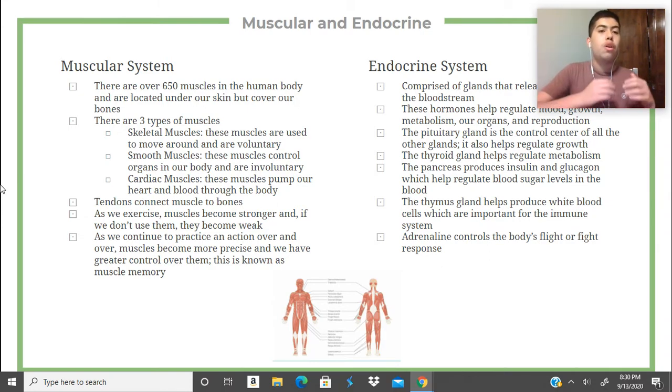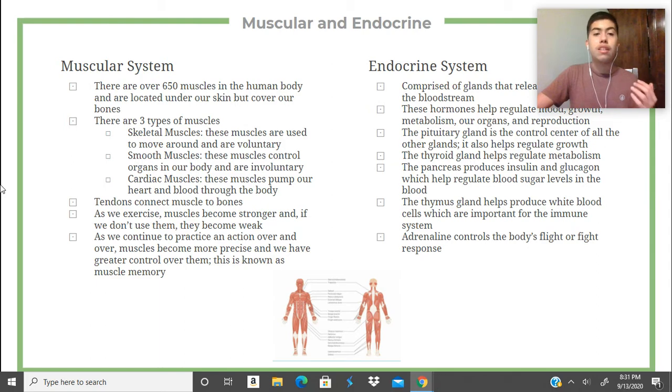And you should know that there are over 650 muscles in the human body, located under our skin and covering our bones. So they're under the skin but over our bones. And then there are three types of muscles. The skeletal muscle is used to move around and is voluntary, so we can control it. Smooth muscles control the organs in our body, and these are involuntary. Cardiac muscles pump our heart and move blood through our body.